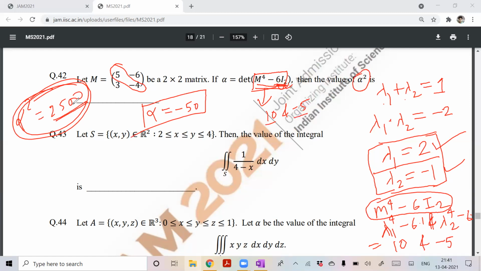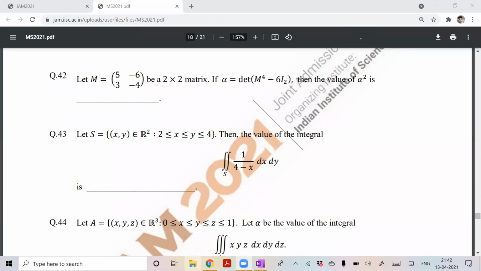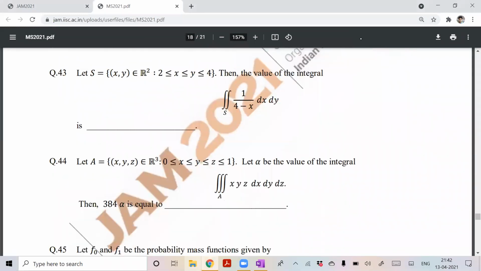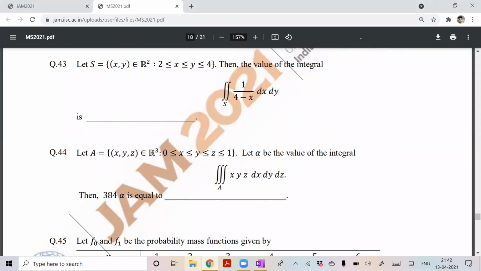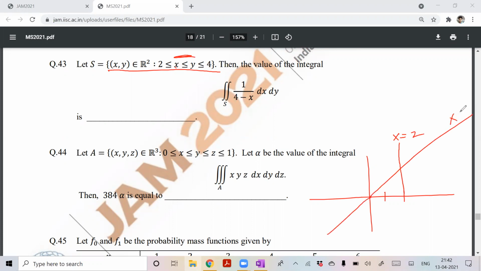Okay, let's go to question 43. We have the set S containing (x, y) belonging to R square such that 2 is less than or equal to x, less than or equal to y, less than or equal to 4, then the value of the integral. First we'll try to draw this region. 2 is less than or equal to x, so we draw the graph x equals 2. Suppose this line is x equals 2. Then we'll draw x equals y, so this line is x equals y.